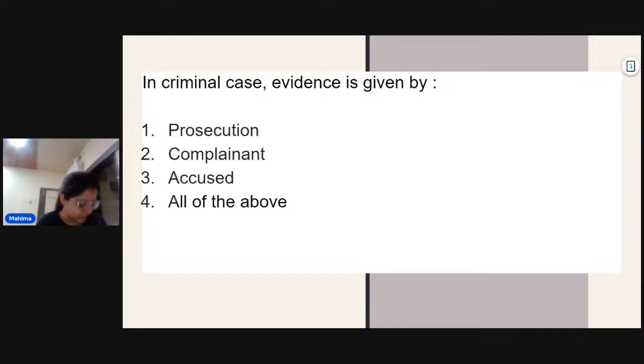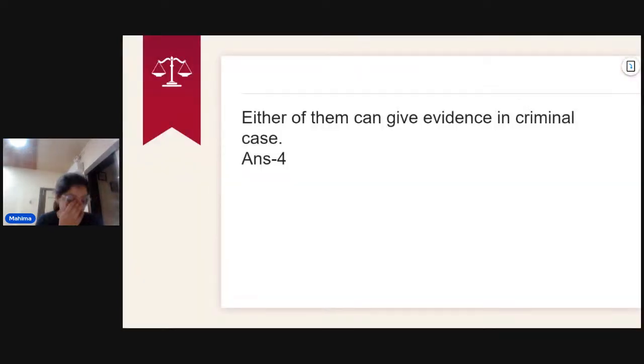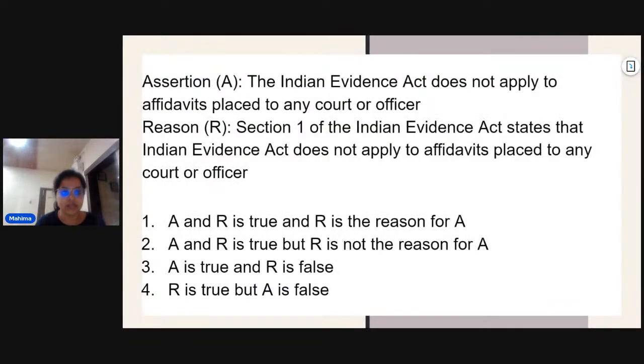Come on. Everyone was right. Shubham was right. Priyanka was right. Pratika was right. Divya was right. Lakshita was right. Okay, let's see the answer. Yes, the answer is option number D. Option number 4. Correct. Everyone is correct. Correct, Ankesh. Correct, Prachi. Either of them can give the evidence in a criminal case.